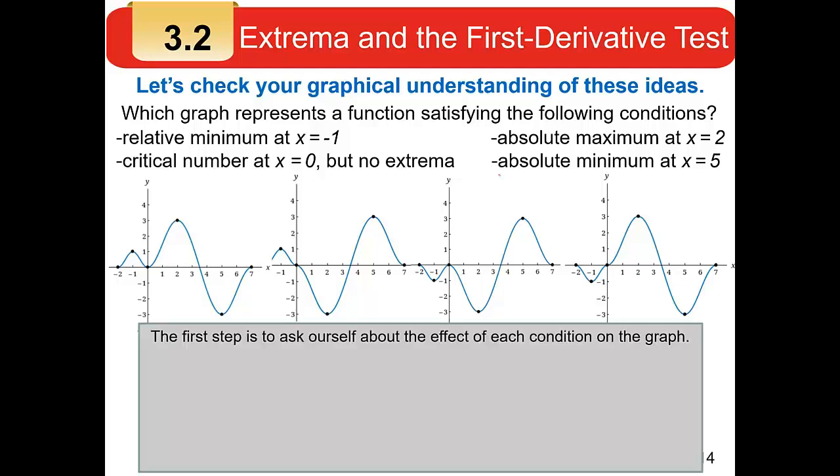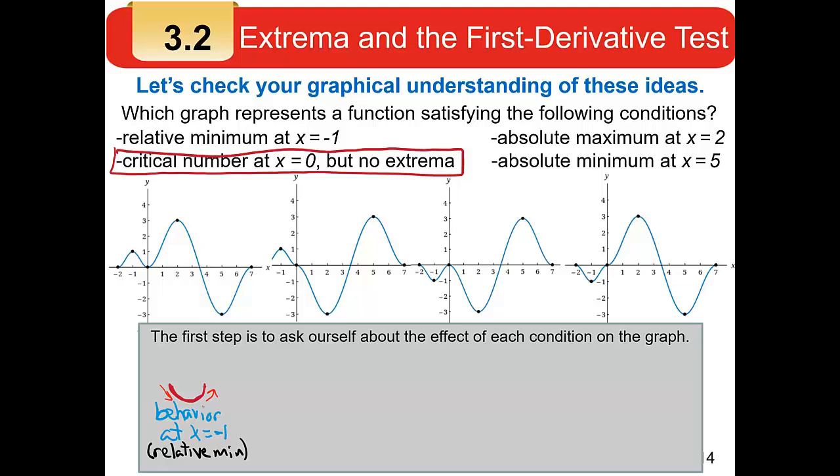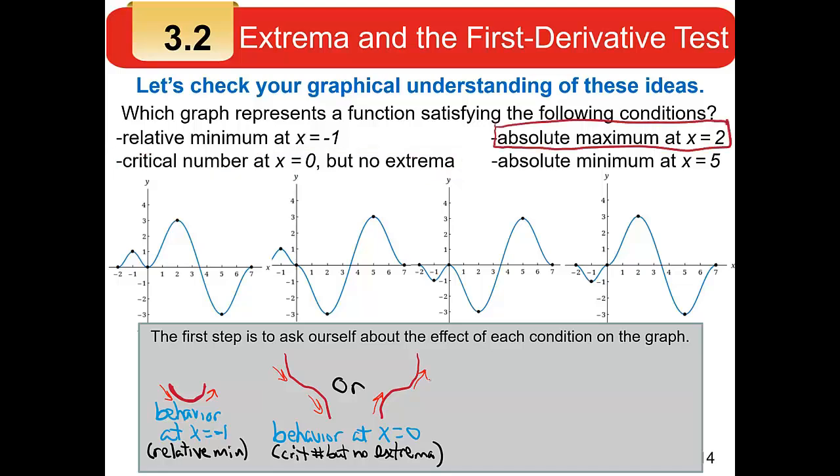I would just take those conditions one at a time and go through them. That first condition says the relative minimum is at x equals minus 1. Well, you know what a relative minimum looks like. It's going to have that behavior of decreasing and then increasing. So you're looking for something that looks like that. The second condition says there's a critical number at 0 but no extrema. Remember, you have no extrema at a critical number when it doesn't go down, up, or up, down. It either goes down, down, or up, up. That's what the behavior around x equals 0 would be. And then when you say something has an absolute max at 2, all you're saying is that that's the highest point on the graph in that interval you're interested in.